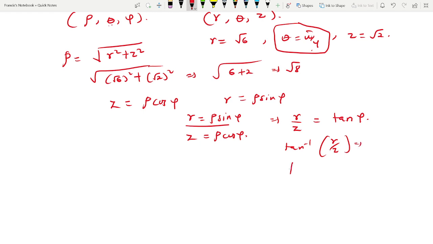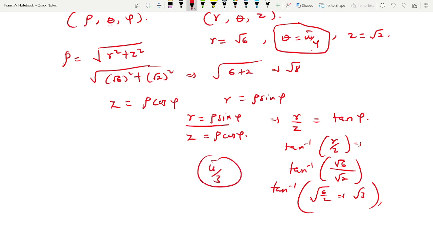So I'm going to have tan inverse of my r, which is given as square root of 6, over my z, which is given as the square root of 2. So that should give me my phi. When I simplify, this is the same as tan inverse of square root of 3. Is that not it? Because you're going to have square root of 6 on 2, which is the same as square root of 3. And tan inverse of square root of 3 is simply 60 degrees. That is pi on 3.